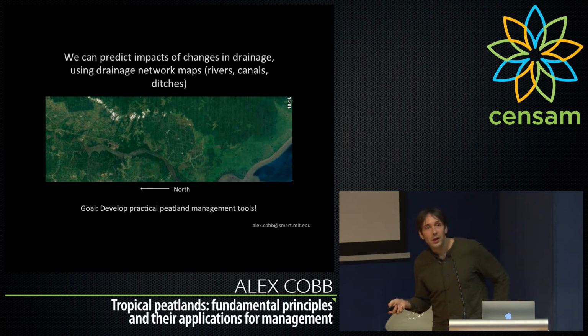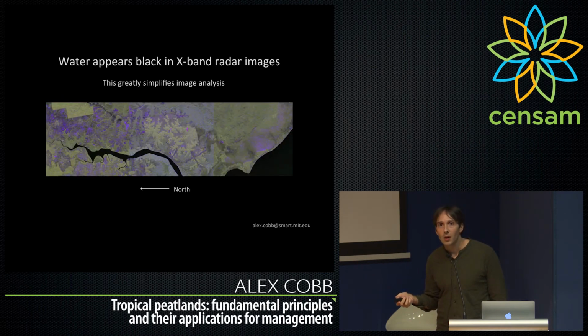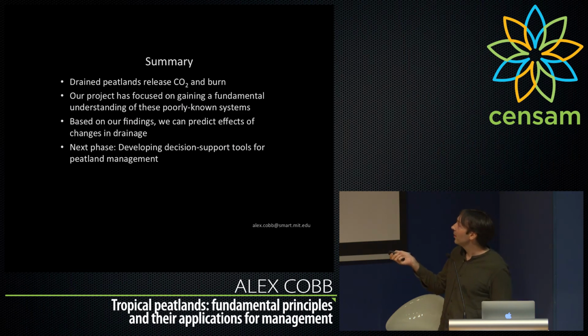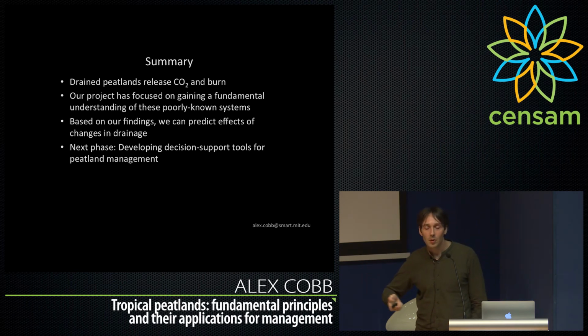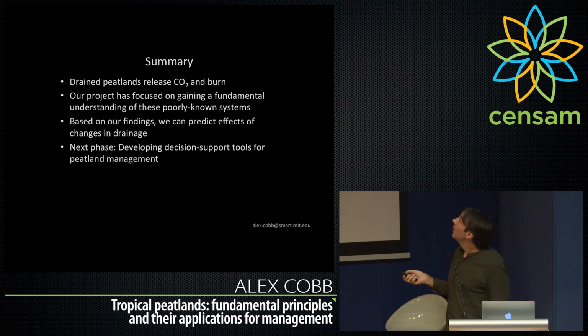Okay, so what we're working on now is to try to use these basic findings to develop tools. So first we need to define drainage networks, so we're working with some remote sensing people to try to use, for example, radar data to better spot where the rivers are, so that we can define the starting boundary conditions, and then compute what will happen to the landscape after different management interventions.